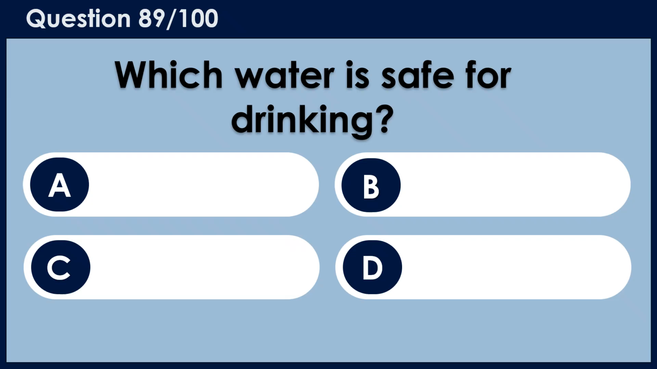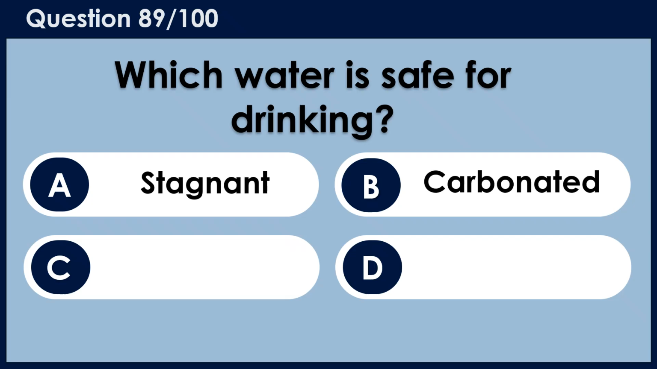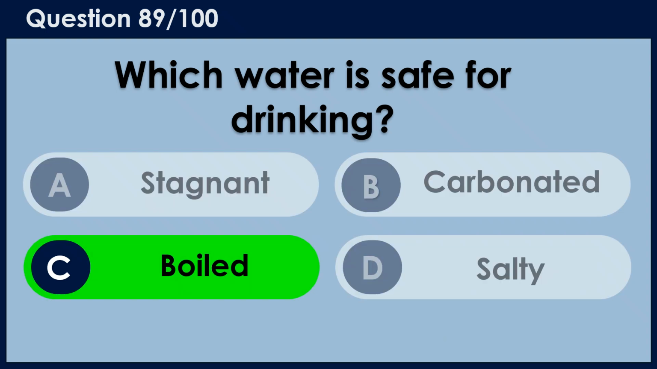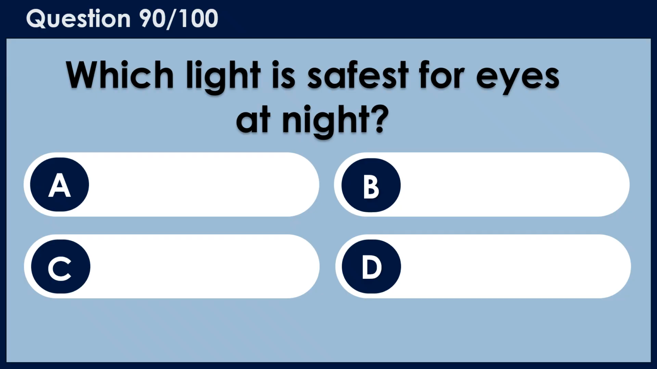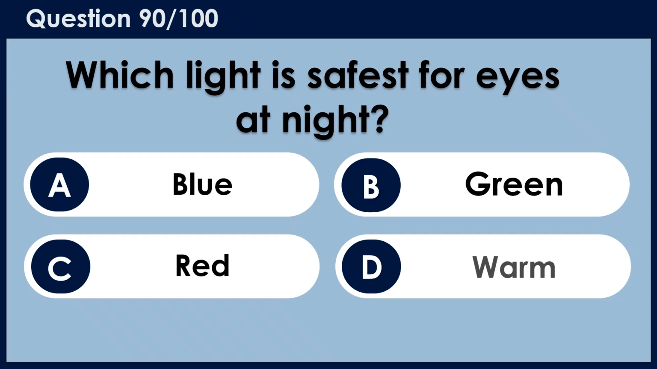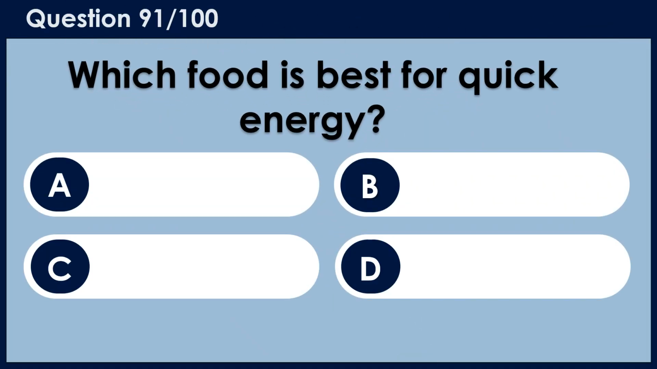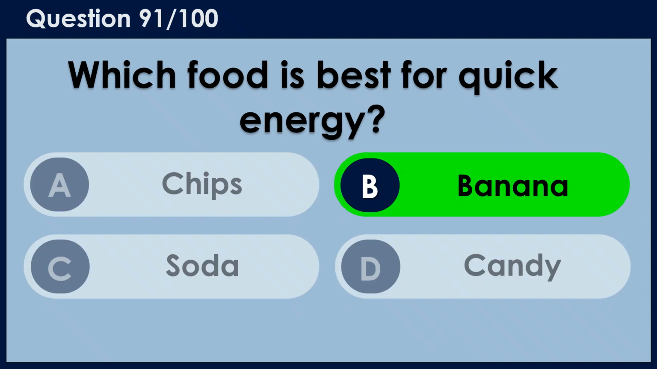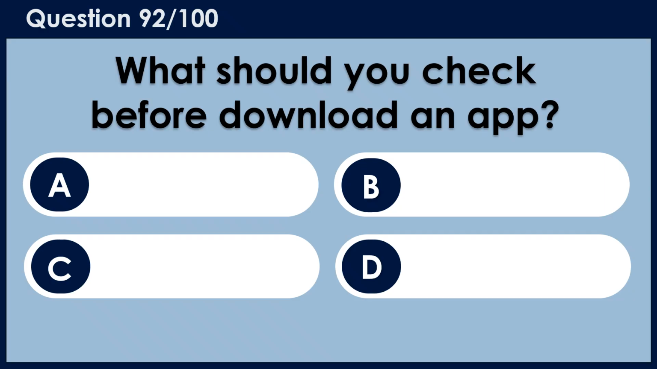Africa. Which water is safe for drinking? Boiled. Which light is safest for eyes at night? Warm. Which food is best for quick energy? Banana. What should you check before downloading an app?